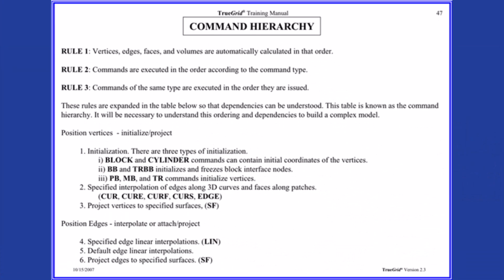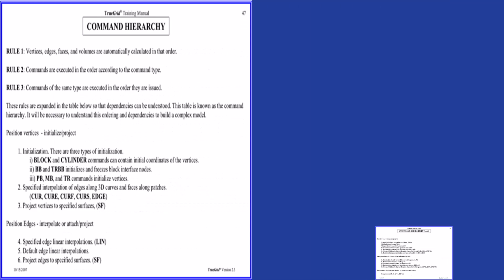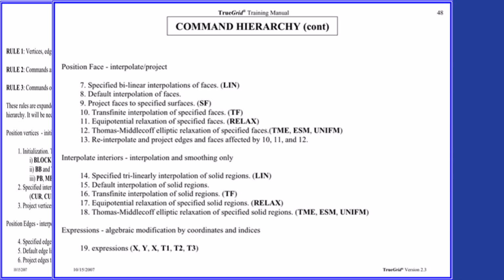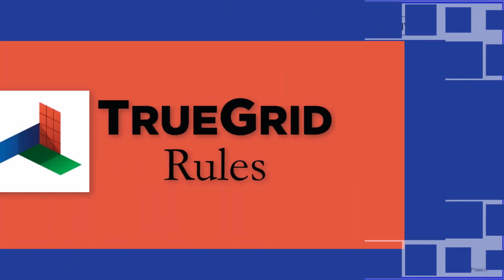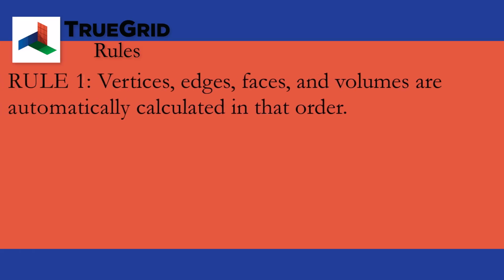In this video, we're going to discuss the command hierarchy in TrueGrid. You can think of the command hierarchy as being synonymous with the order of operations in a mathematical equation. It's important to understand the command hierarchy because it determines what commands are executed in which order. There are three overriding rules that apply.